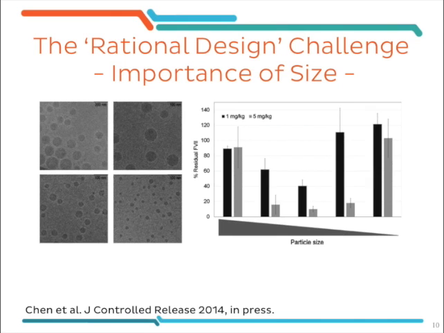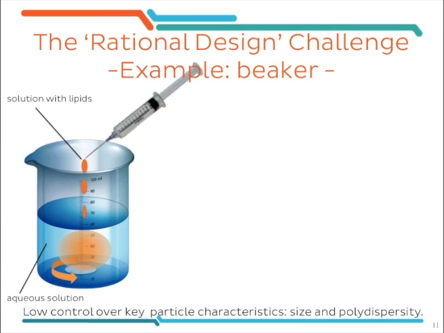Now, going back to the challenge question, where is the problem with rational design and making nanoparticles? In fact, looking at our current nanoparticle formulation techniques, and this includes nanoprecipitation, we have actually very little control over the resulting particle size and size distributions in our formulations. And I like to use the beaker method as an example to illustrate this a bit more.